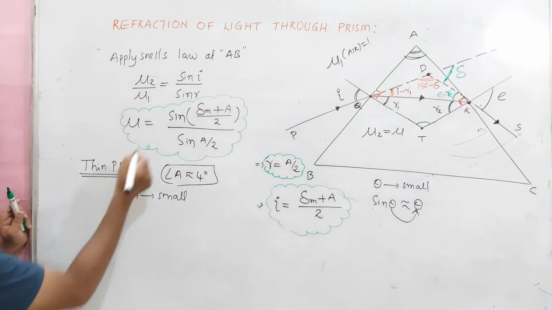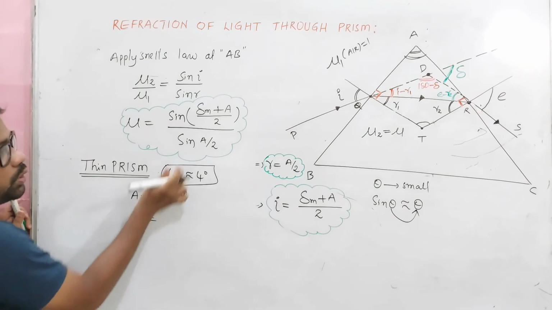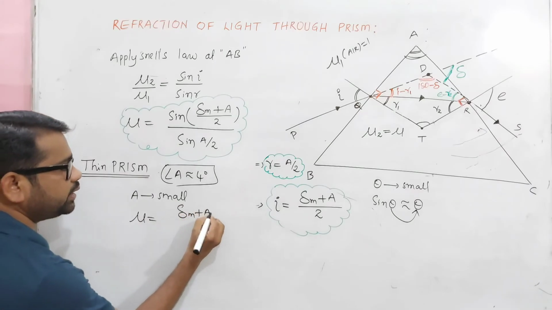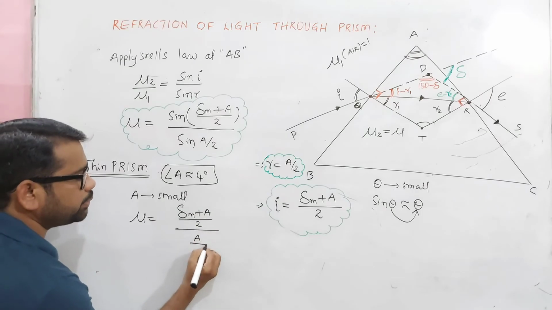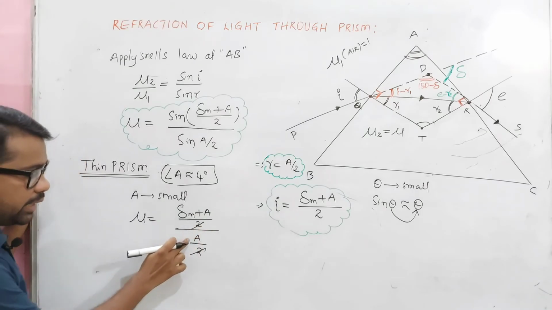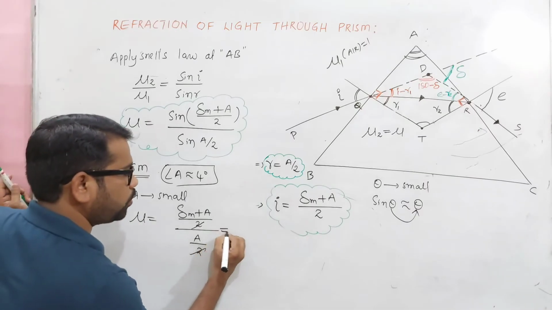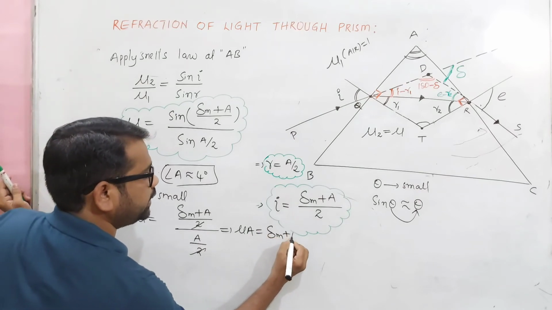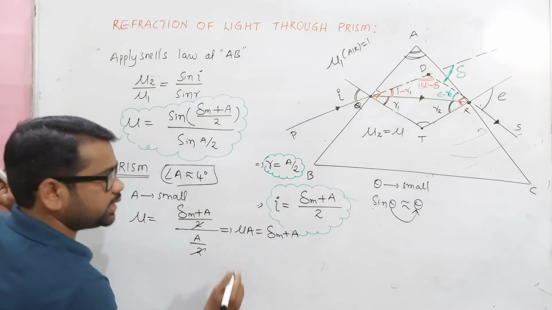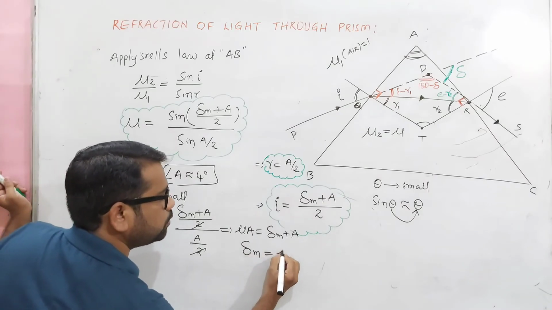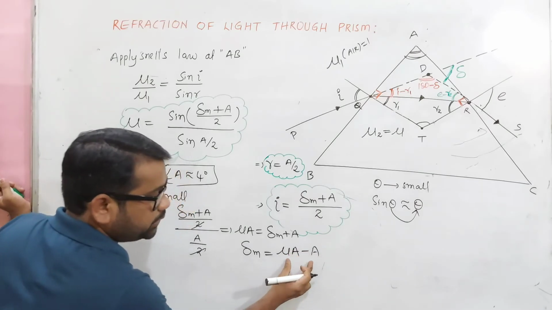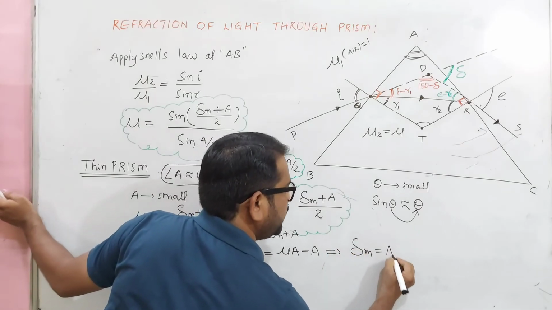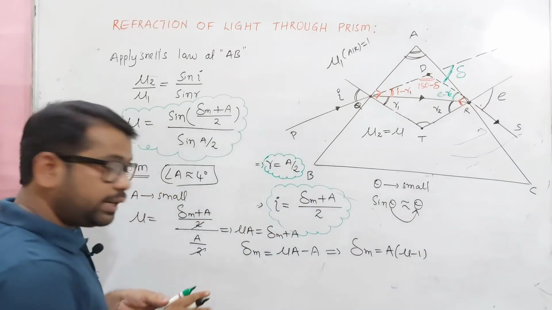According to that, what can we write here? Mu is equal to sin of (delta m plus A by 2), which we can take directly as (delta m plus A) by 2, divided by A by 2 only. So the 2 cancels, and taking this A to this side, mu A is equal to delta m plus A. Taking A to this side, delta m is equal to mu A minus A. From this we can take A as common, so delta m is equal to A into (mu minus 1). It is one more important conclusion.